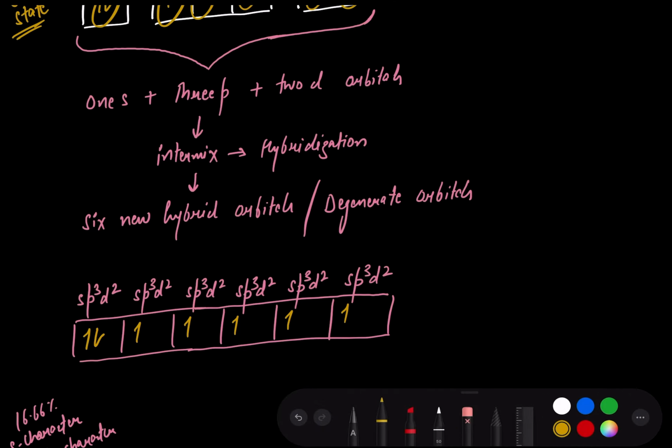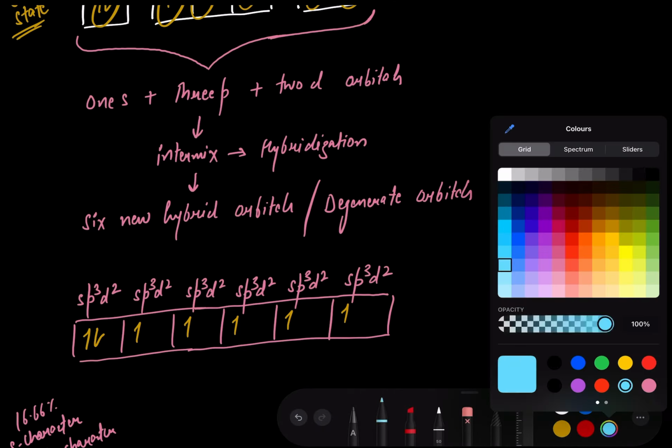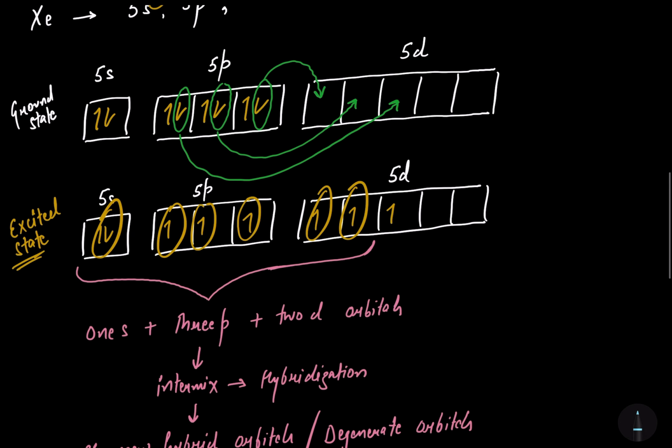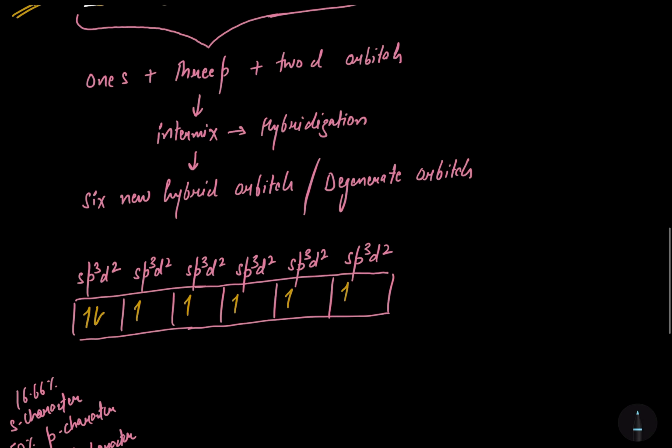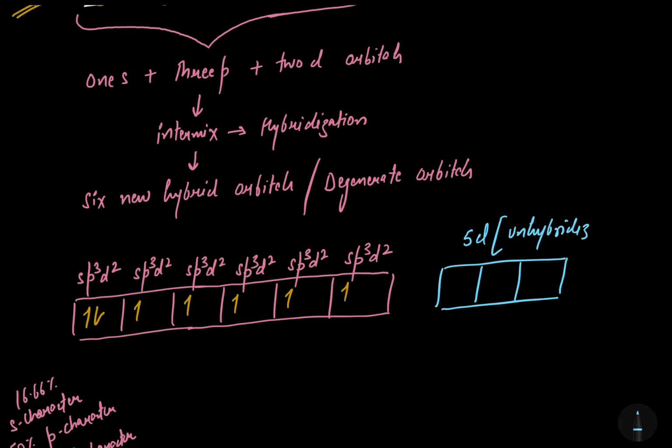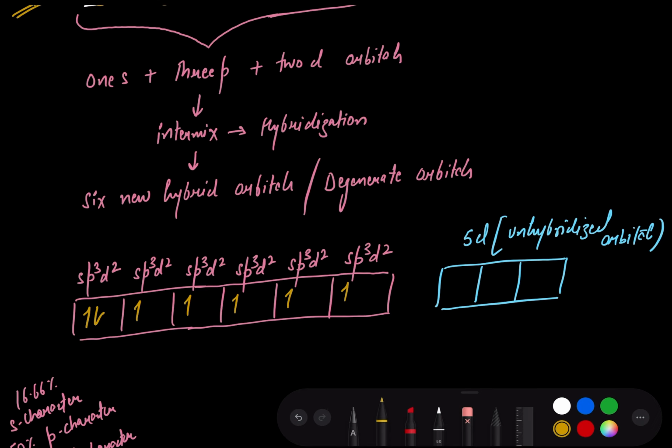On the other hand, we are having these 3 unhybridized orbitals, out of which one orbital is having an electron. So let's make that also. We are now left with 3 unhybridized orbitals from 5d, and these are the unhybridized orbitals. Out of that, one unhybridized orbital is having 1 electron.